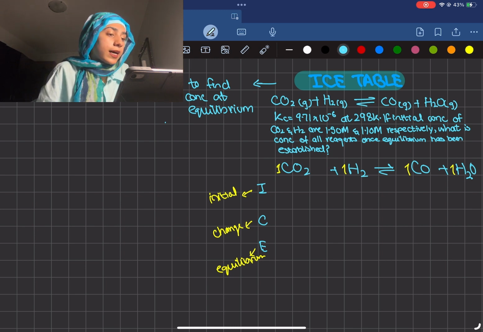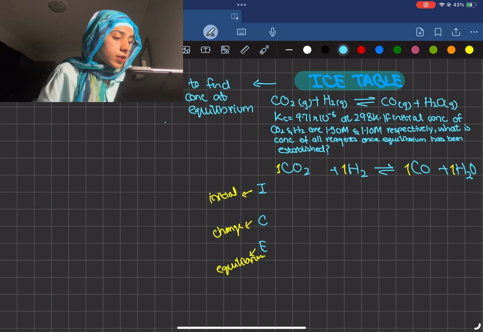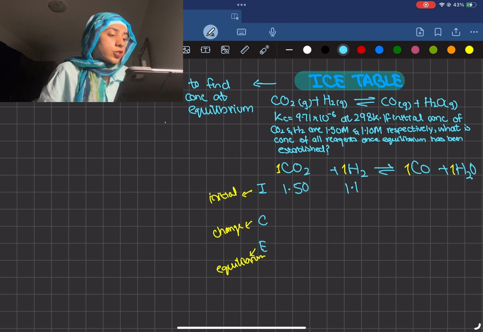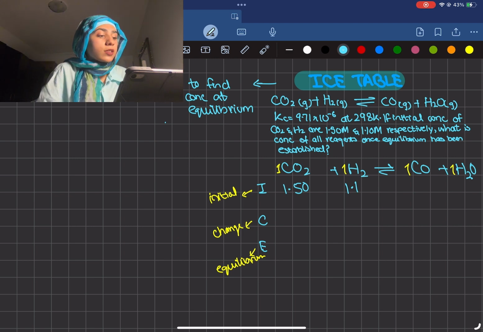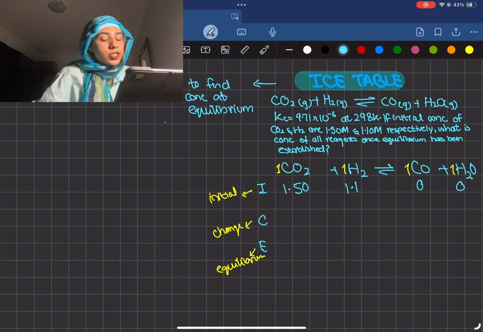So initially we have 1.50 molar of carbon dioxide, 1.1 for H2. Because it's initial, you don't have the reaction even started yet. So obviously you're going to have 0 products. So that's self-explanatory. Now when it comes to change, you're using your reactants.